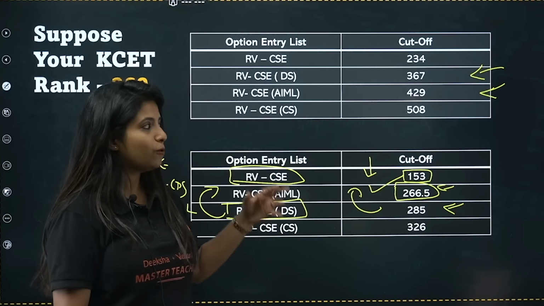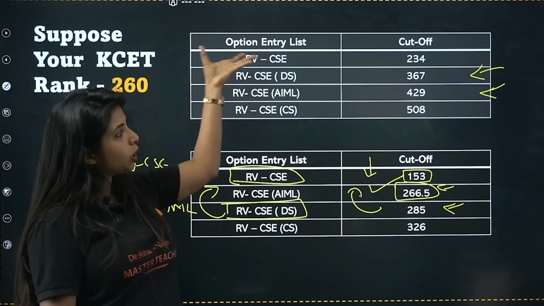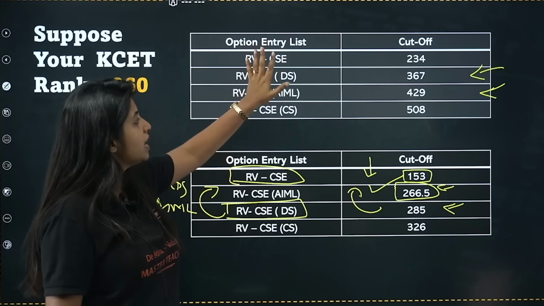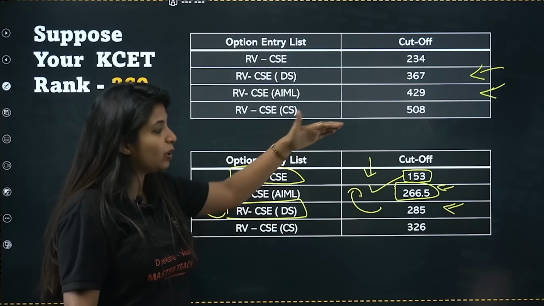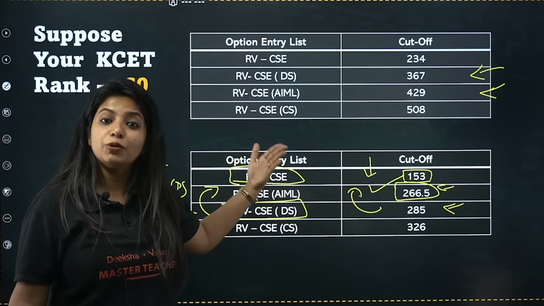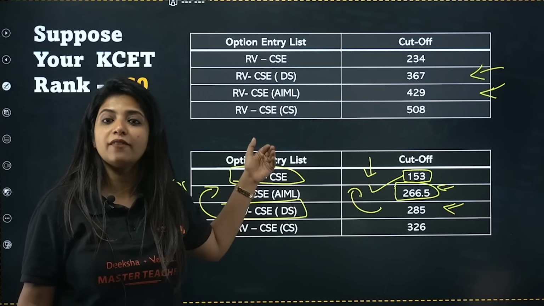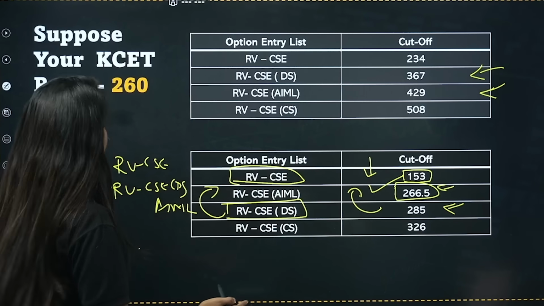You get it? So please look into it. This is very, very important. I know if you have made the option entry list on the basis of this, it is not going to change. But again, if you make a new option entry list and arrange them on the basis of the cutoff, you will get something like this. You would have to do a rearrangement. So please do that. It's very, very important for you guys.